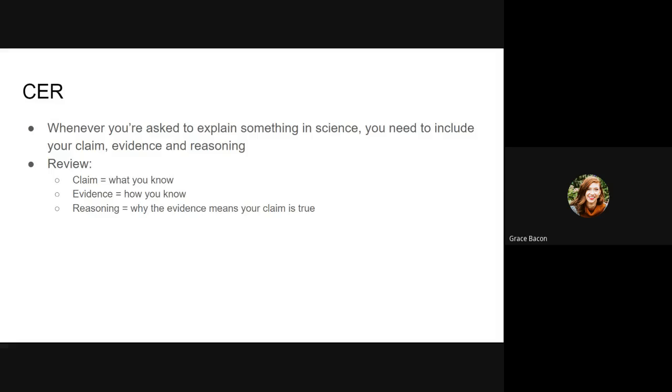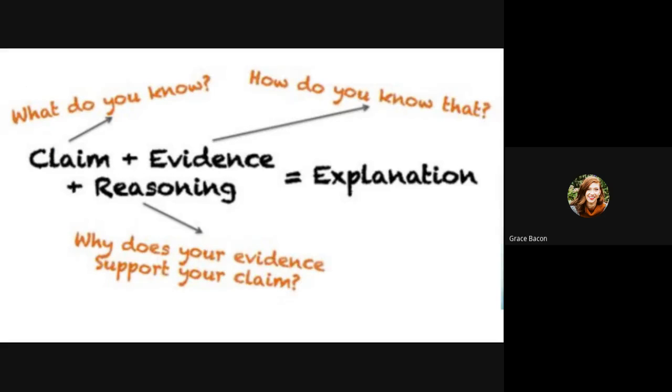So to review, your claim is what you know, your evidence is how you know it, and your reasoning is why the evidence means that your claim is true. And here's just a visual of that. It says the same thing. Claim is what you know, evidence is how you know that, and reasoning is why your evidence supports your claim. And those all come together to form our explanation.